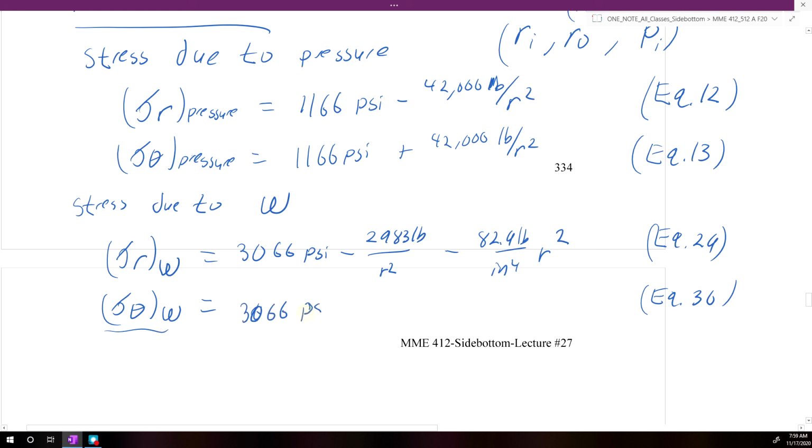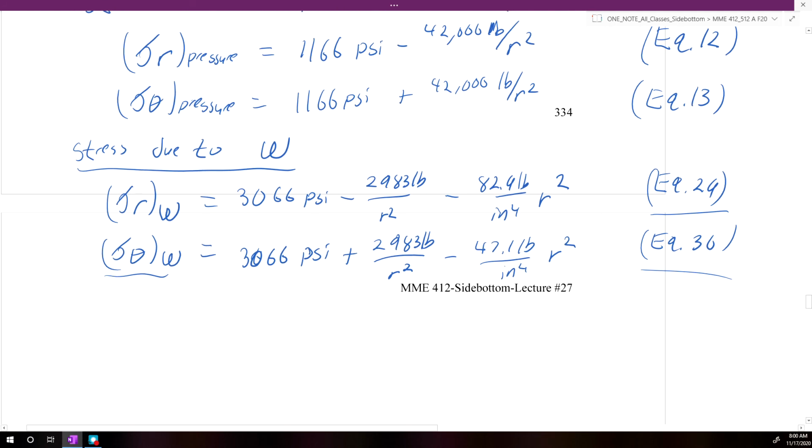And then the tangential stress would just be equal to 3066 psi plus 229.83 pounds divided by the radius squared minus 47.1 pounds divided by inches to the fourth times the radius squared. Okay. So again, just use equations 29 and 30, plug the values in, and you'll get these numbers. And then the last thing here is the total radial stress and the total tangential stress, which would just be to sum up these values together.